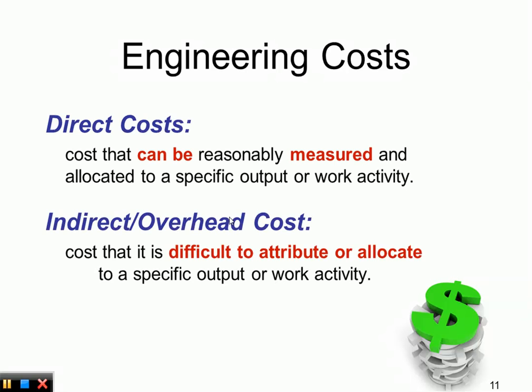Now let's talk about another type of costs, direct costs and indirect costs. I already mentioned direct labor costs, right? Or direct material costs. So again, it's very important to understand what direct is. Direct costs are costs that can be reasonably measured and allocated to a specific output or work activity, while indirect or overhead costs are costs that are difficult to attribute or allocate to a specific output or work activity.